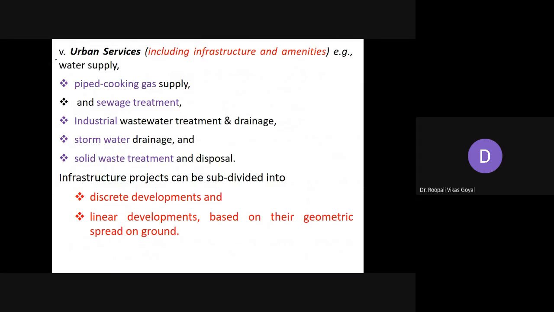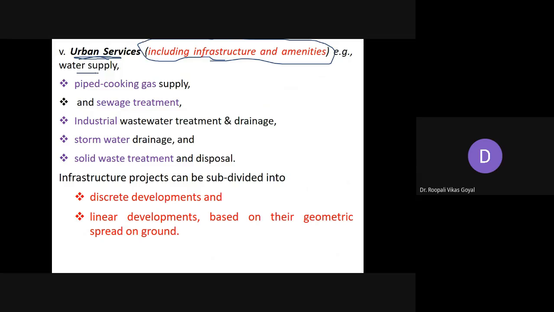Next is urban services. Basically these are civic amenities, you can say. So these urban services include the infrastructure and amenities, all the amenities generally provided by the corporation, or you can say by the municipal authorities. Like that is water supply.